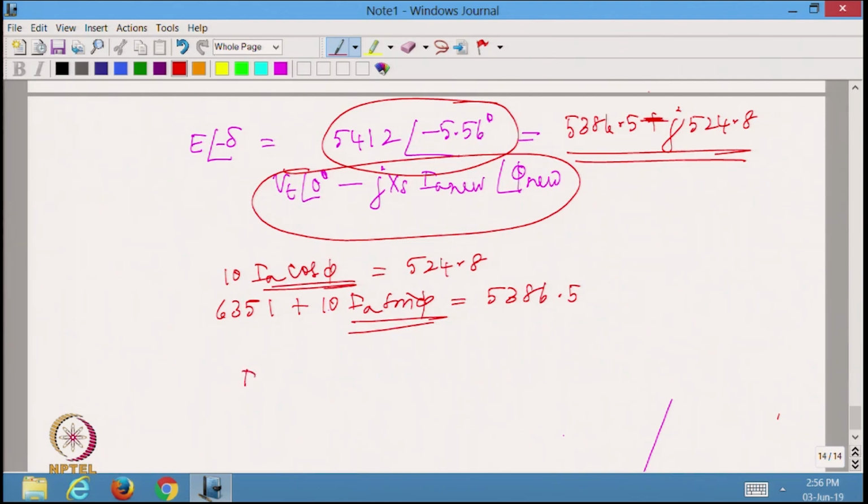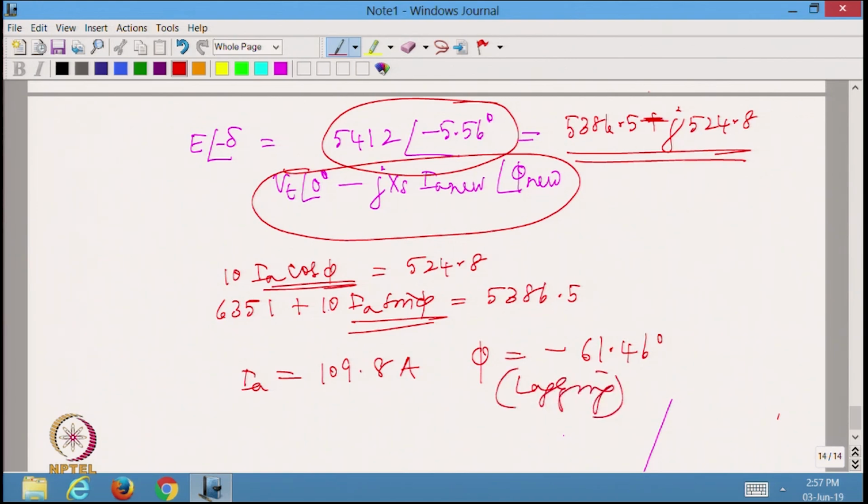So, Ia happens to be 109.8 ampere and phi happens to be minus 61.46 degrees. This is lagging clearly. Please note, by reducing the excitation, the machine has moved from leading power factor condition to a lagging power factor condition. This cos phi may be something like 0.45 or 0.43 or something like that. So, it has really come to a very, very low value of lagging power factor condition.